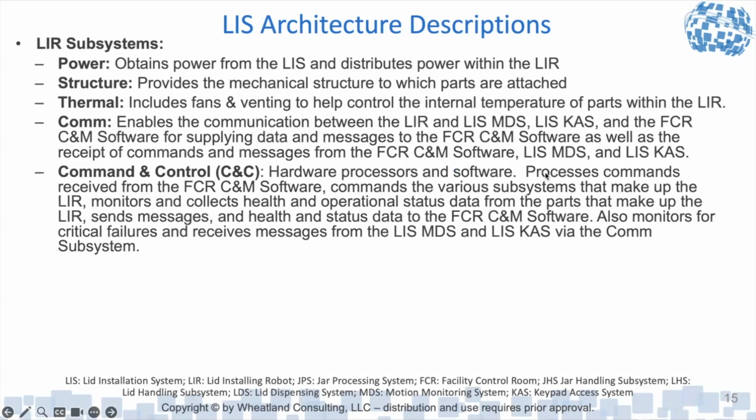The command and control system is the brain, has hardware processors and the software that's contained within the robot, processes commands received from the various subsystems that make up the LIR, monitors, collects health and operational status data from the parts that make up the LIR, sends messages and health and status data to the CNM software, also monitors for critical failures and receives messages from the motion detection system and the keyboard access system via the COM system.